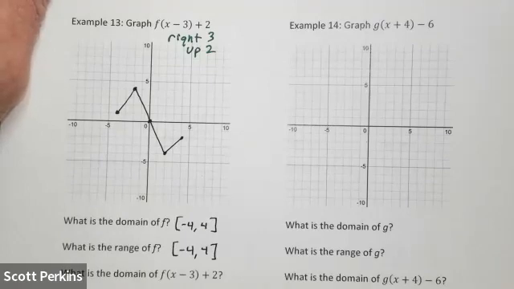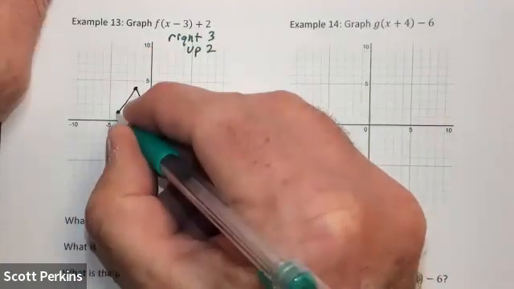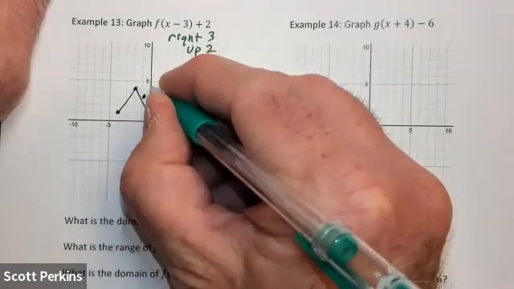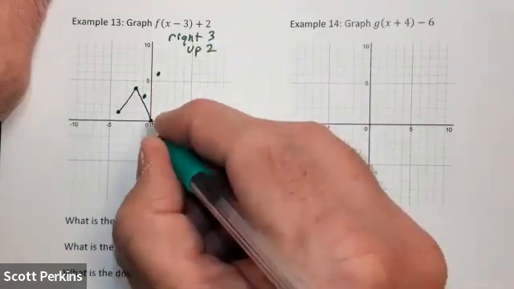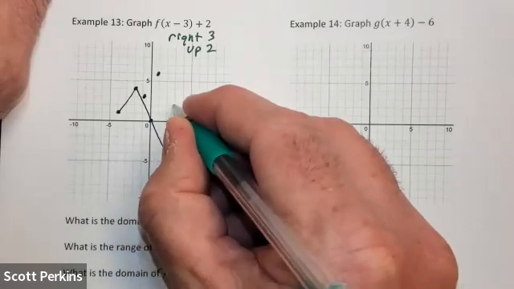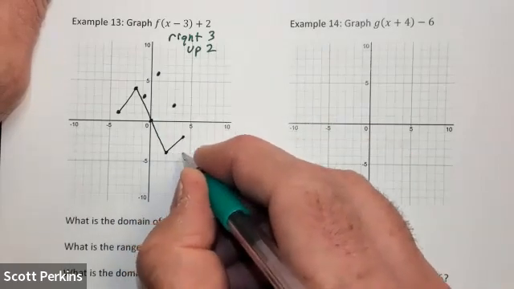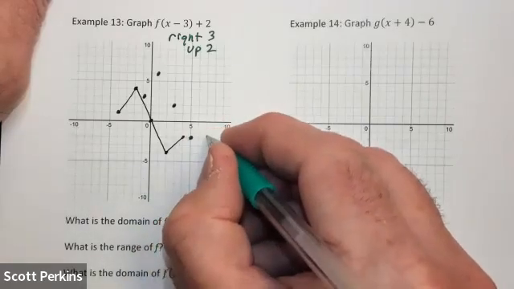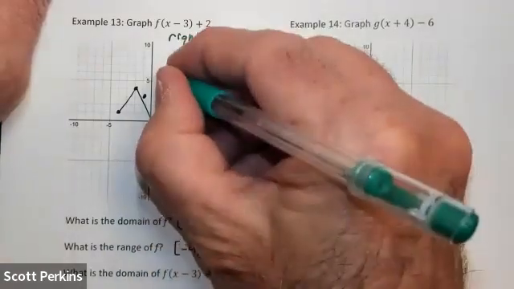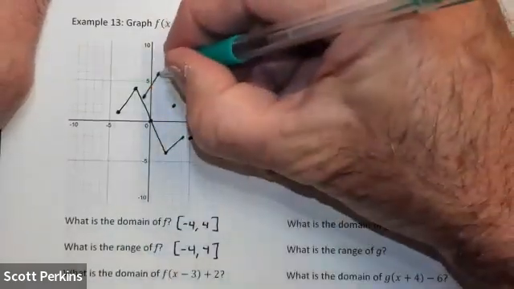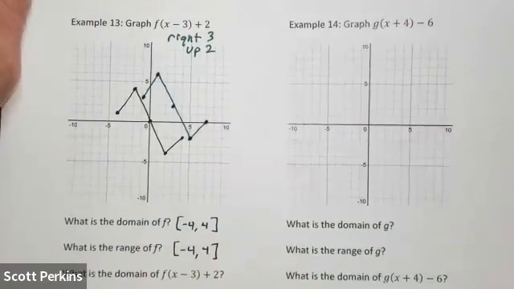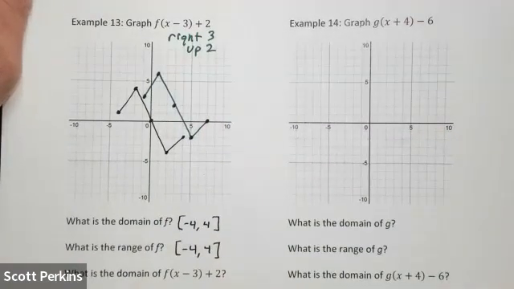So I'm going to take each of my points and I'm going to go right 3 and up 2. So starting at this end right here, right 3 is 1, 2, 3, and then up 2. This top point, 1, 2, 3, then up 2. The origin, 1, 2, 3, then up 2. This low point, 1, 2, 3, then up 2. And then finally, the right end point, 1, 2, 3, then up 2. So again, translations do not change the shape of the graph. This is the exact same graph we had before. It's just been translated right 3 and up 2.